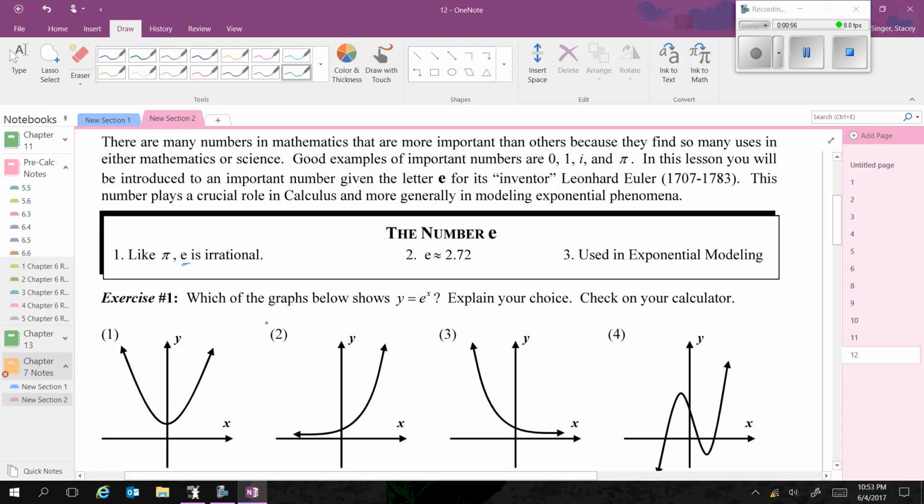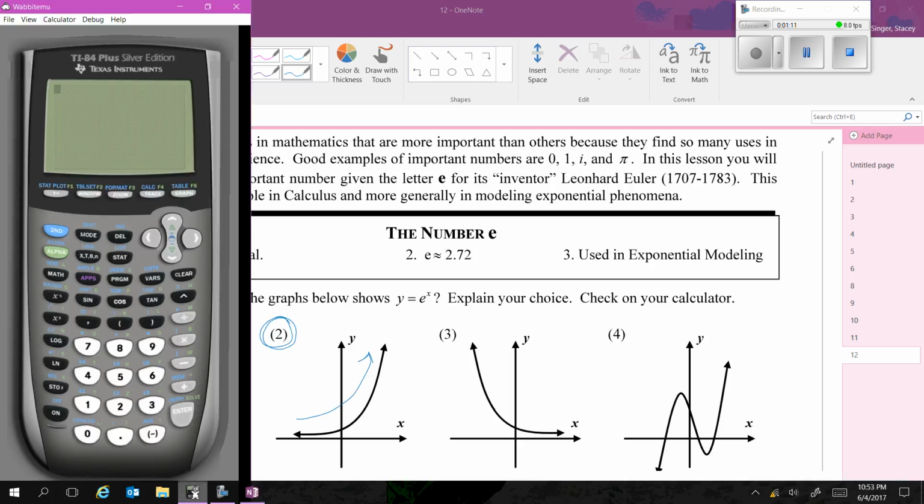So if I wanted to graph y equals e raised to the x, it is an exponential, so if we know what an exponential looks like, it's a growth function that goes up, left to right. And if we want to check it in our calculator, just go to y equals e raised to the x power, graph it, and it shows you it is a growth function.